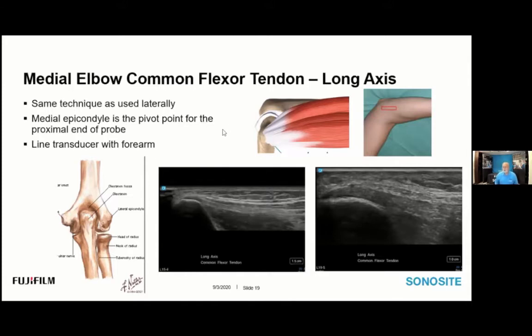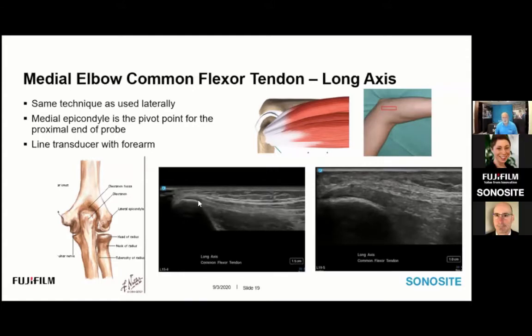The transducer will again line up with the forearm to produce a long axis image of the common flexor tendon. Of note is the very short length of the tendon-only portion of the common flexor tendon. Notice here as it inserts onto the medial epicondyle that once it departs its enthesis, it immediately becomes myotendinous.